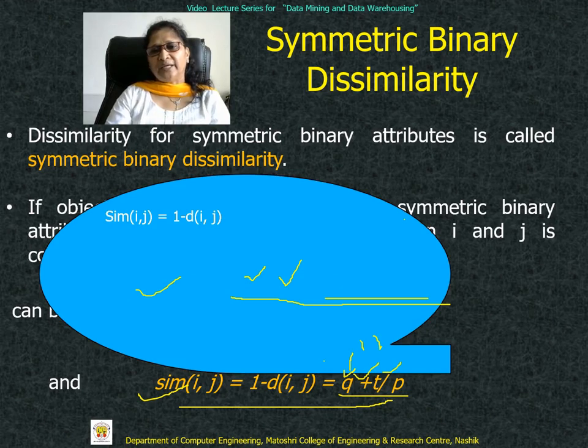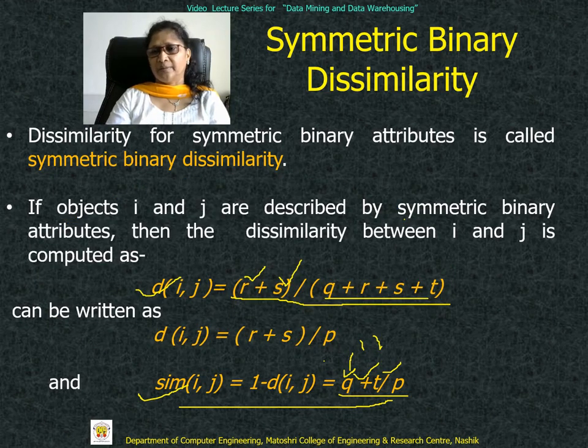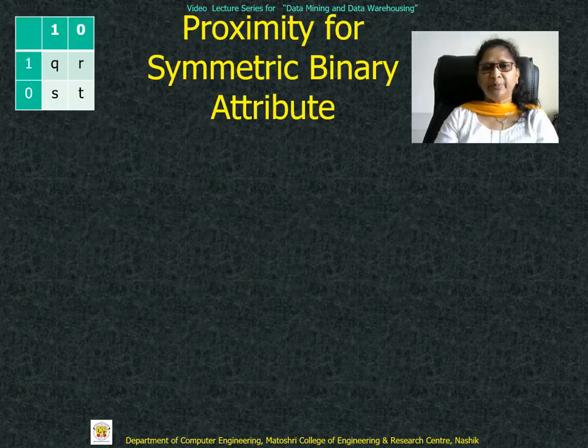How did similarity_ij equal to 1 minus d_ij result in q plus t by p? It is just substituting the values. So if we substitute, then we get 1 minus the value of d_ij, and when we rewrite it, the terms r and s get cancelled and it results in q plus t divided by p. So in brief, computing proximity for symmetric binary attributes is computing either dissimilarity or similarity.